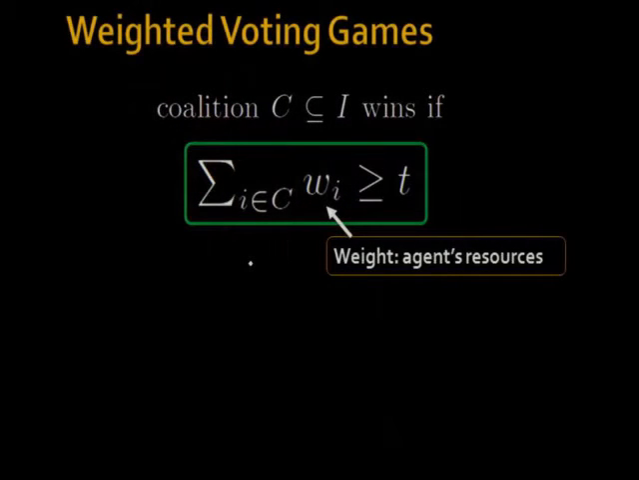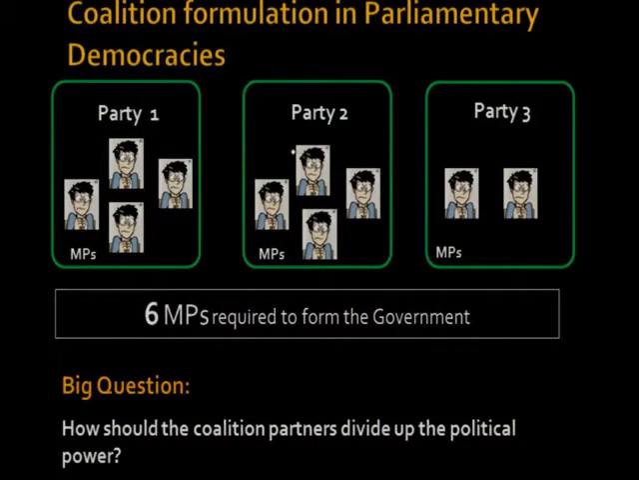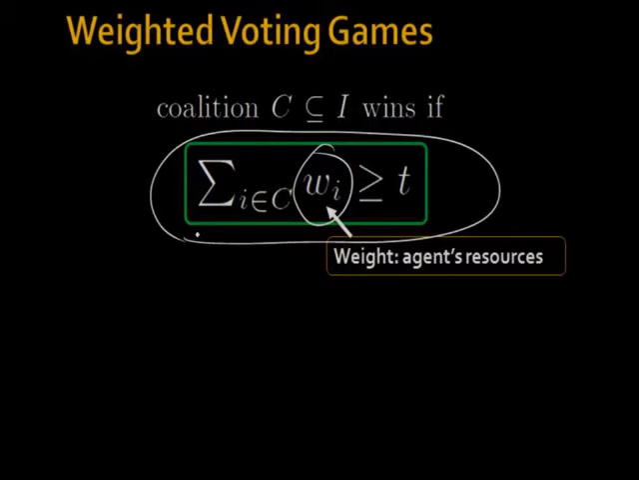These games are called weighted voting games, where there is a set of agents, and each agent has a resource Wi. In the case of the political parties, agent 1 had 4 members of parliament, agent 2 had 4, and agent 3 had 2. The objective of the game is to form a coalition such that when you sum up the weights, you are greater than some threshold. In the previous case, the threshold was 6.